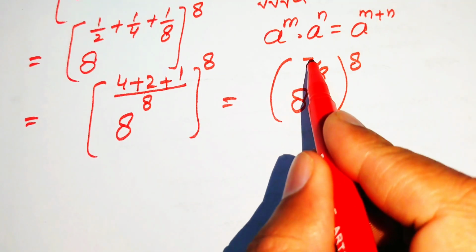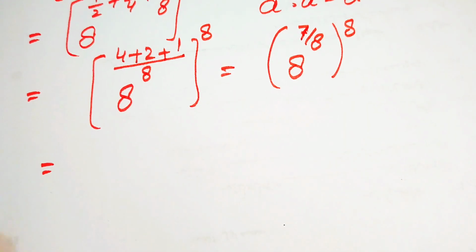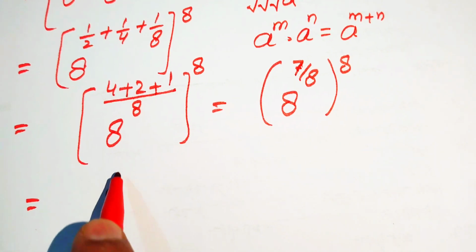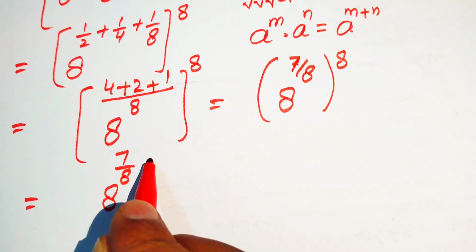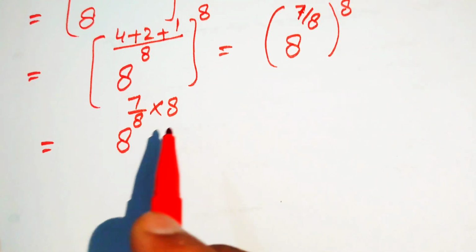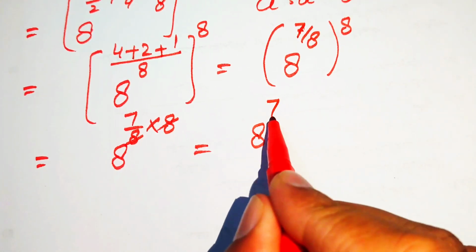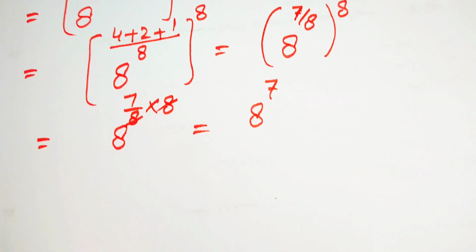Here we use another exponential law. According to this law, if you have an exponent to an exponent, then we multiply these exponents by each other, and we get 8 to the power of 7 over 8 multiplied by 8. So this 8 is cancelled out by this 8, and we get 8 to the power of 7.